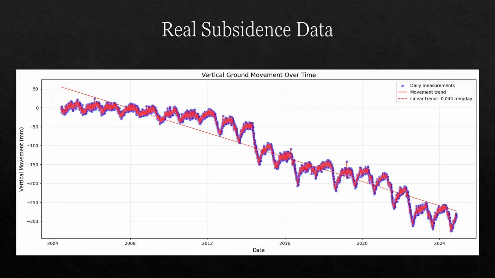So I wanted to show some real-world subsidence data. What does it look like out in the wild? And so here, this is a location in the Central Valley. This is a single location over 20 years. You can see the linear trend means that it sinks about 3 meters per the 20 years that I'm looking at here.